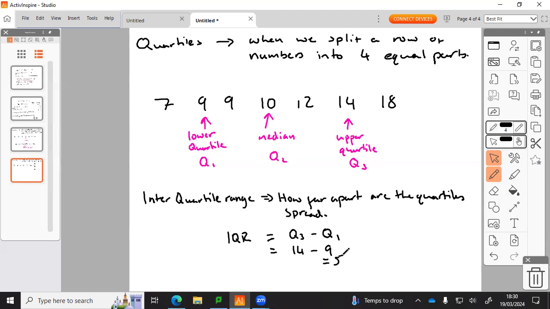Okay, so we've split it up. We've got something called the interquartile range. We can also have the semi-interquartile range, which is just the interquartile range divided by 2. So we'll do an example of that.